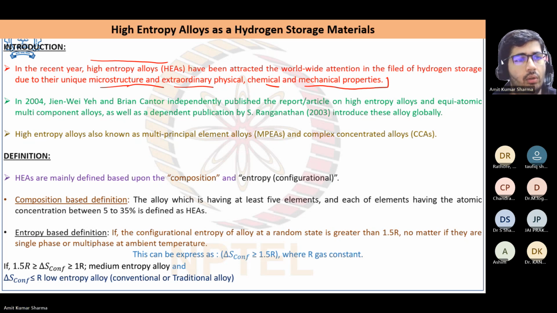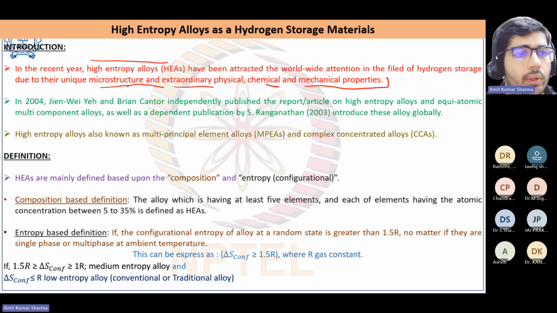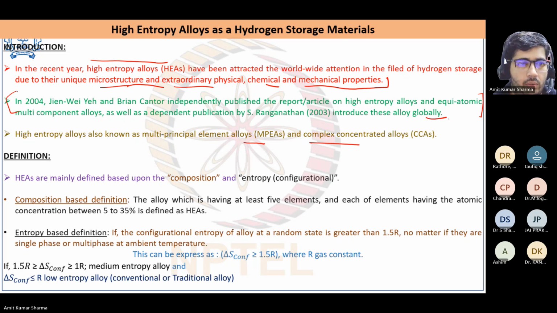So in 2004, J.W. Yeh and Brian Cantor independently published reports and articles on high entropy alloys and equiatomic multi-component alloys, as well as a related publication by S. Ranganathan, introduced these alloys globally. So these are the scientists who contributed so much in this field. High entropy alloys are also known as multi-principal element alloys and complex concentrated alloys. So you can also see these names instead of HEAs: MPEAs and CCAs.